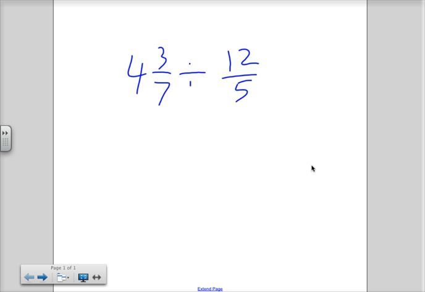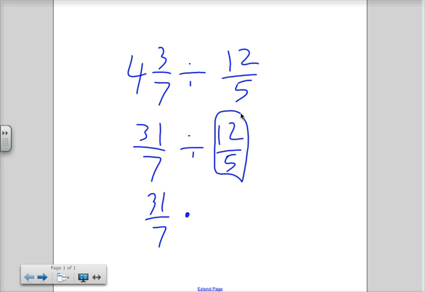Good. So every time I see a mixed number, rule of thumb, convert it back into improper right away. So this becomes 31 over 7 divided by 12 over 5, right? Next step. Good. So change the division into multiplication. However, what else do you have to do? Okay, so what is that process called? Reciprocal. Great. Okay, so 31 over 7 times, now notice I take the reciprocal of the second fraction, which becomes 5 over 12. And there you have it, right?